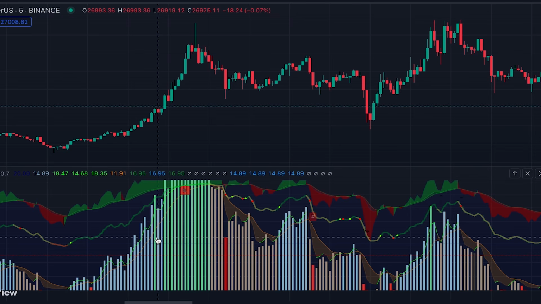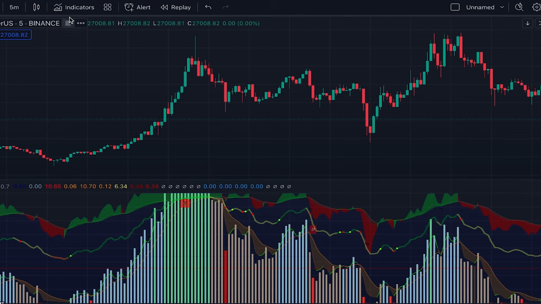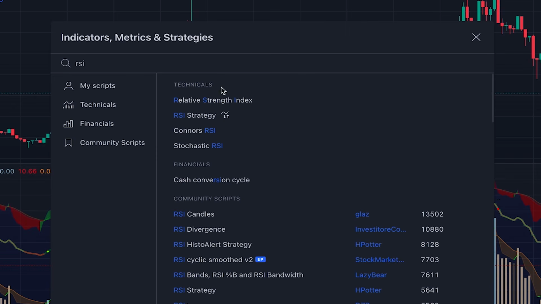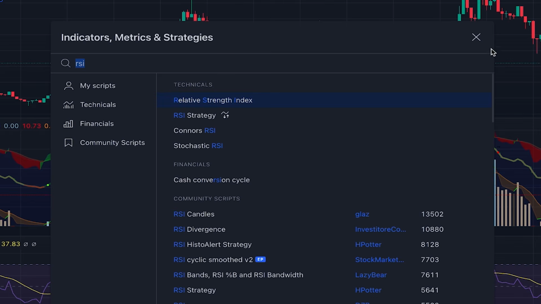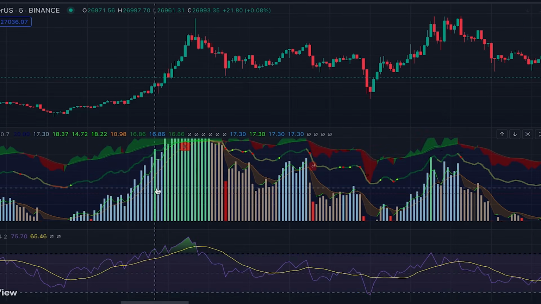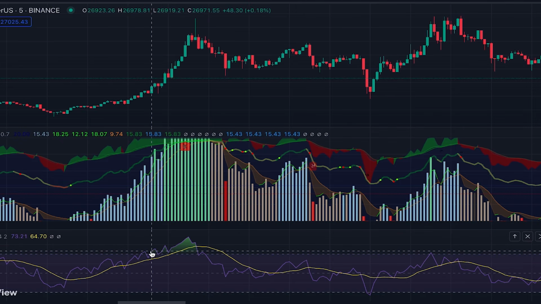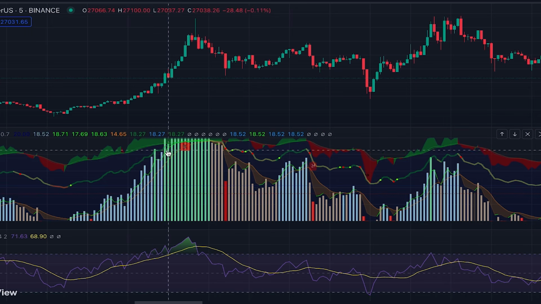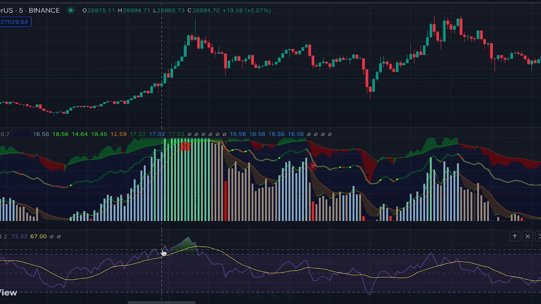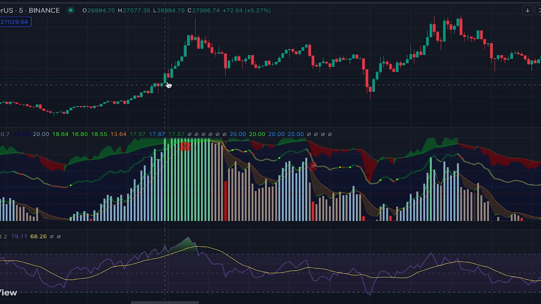And two excellent indicators to be used with this indicator are RSI and stochastic RSI. Let me add RSI to our chart. This one, relative strength index, to show you this in practice. As you can see in this period where we have blue bars, RSI was not overbought. But from here where RSI went above 70 and became overbought, we started having green bars. And you can see that this was an extended overbought and the price continued advancing.